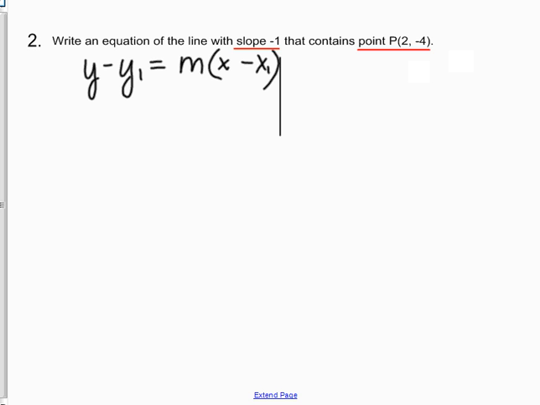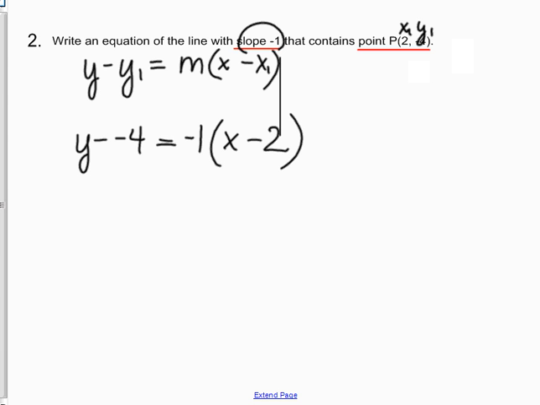Okay, so I know what this is going to be, my x1, y1. So what I'm going to do is just plug everything in. Here's the slope. That's going to go where the m is. Okay, so y minus y1 is a -4 equals the slope. That's m. I don't know why it's m, but that's just the way it is. x minus 2.